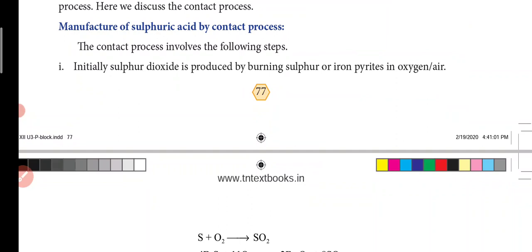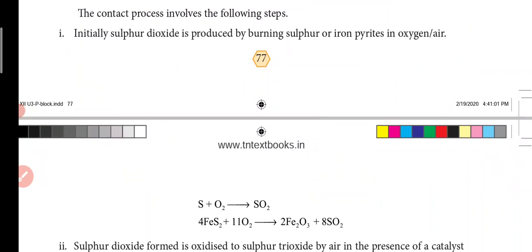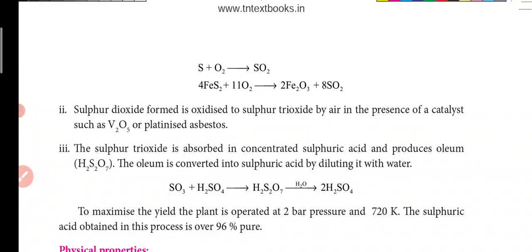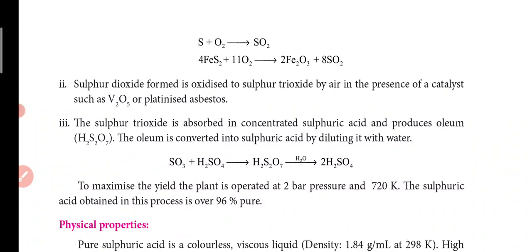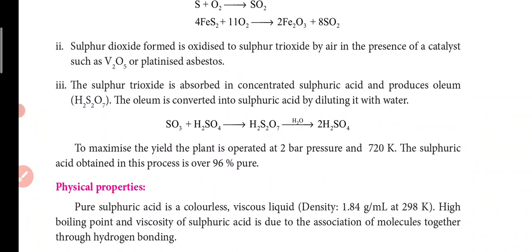A very important question, listen. Initially, sulfur dioxide is produced by burning sulfur or iron pyrite in oxygen or air. You can go to the sulfur dioxide topic and see how we prepare it. That sulfur dioxide formed is oxidized into sulfur trioxide by air in the presence of a catalyst like vanadium pentoxide or platinized asbestos.